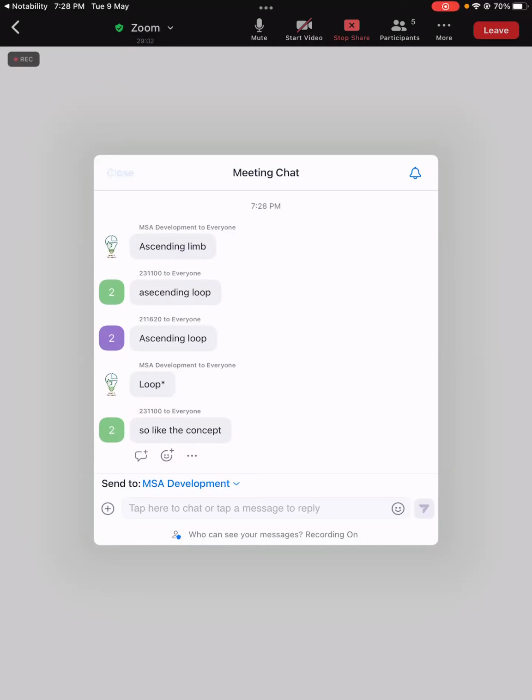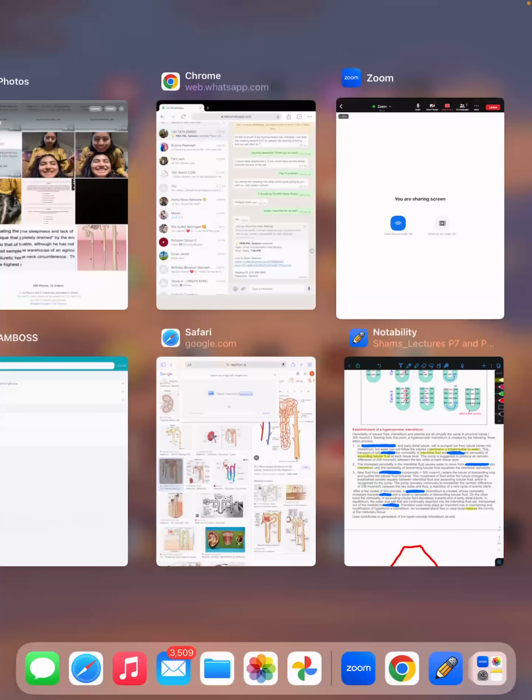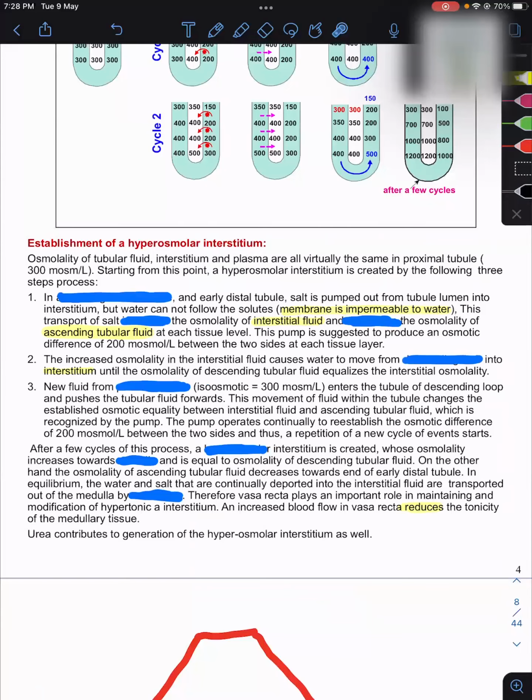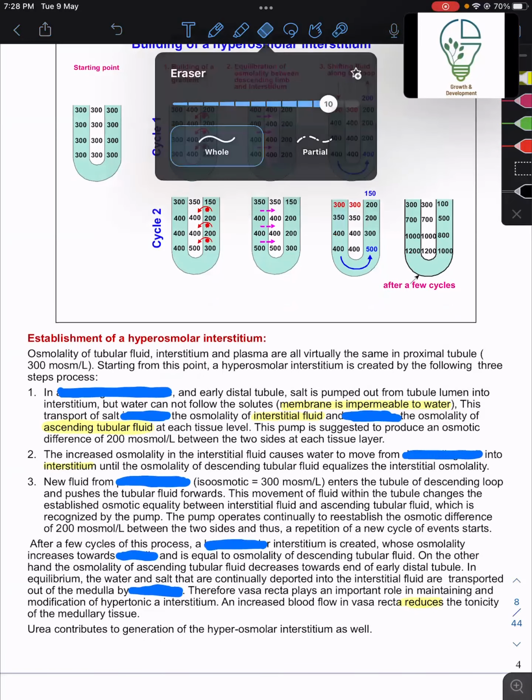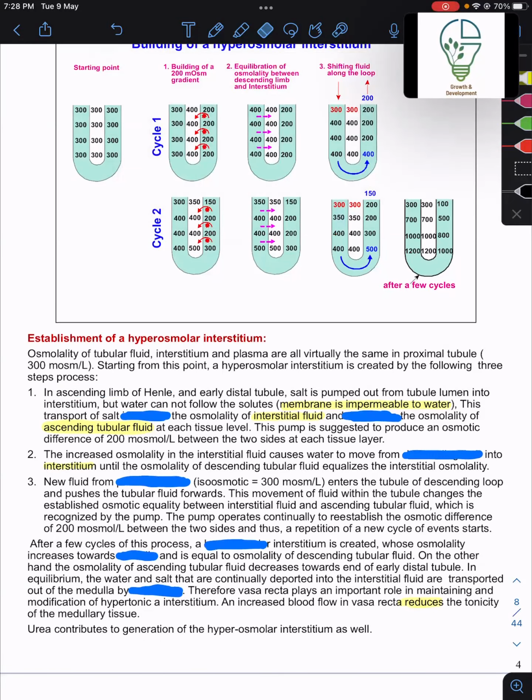Okay, and everyone was right. The ascending loop, or the ascending limb of Henle, I guess I should say. But yeah, the ascending limb. Okay, and then I told you that water cannot follow the solutes because the ascending limb of Henle is impermeable to water. It's only permeable to solutes.